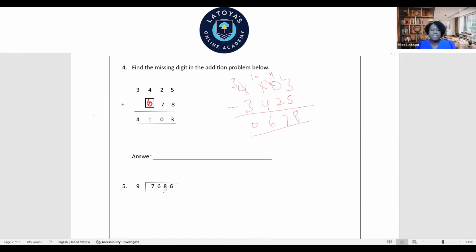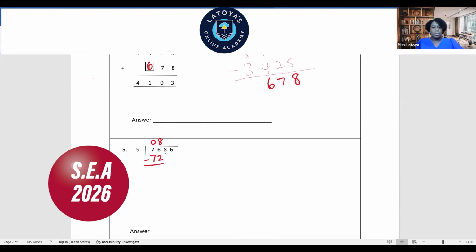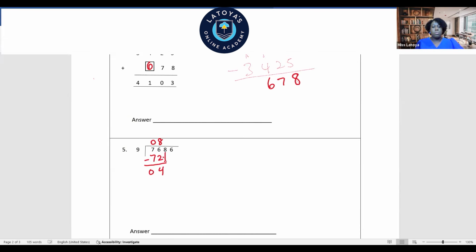Question 5, long division. 9 into 7,686. 9 into 7 is 0. 9 into 76 is 8. 9 into 72. We subtract. 6 take away 2 is 4. 7 take away 7 is 0. We bring down. We now have 48. 9 into 48 is 5. 9 5s are 45. And we subtract. We remain with 3. Bring down our 6. 9 into 36 is 4. 9 4s are 36. So we are getting 854 with 0 remainders.